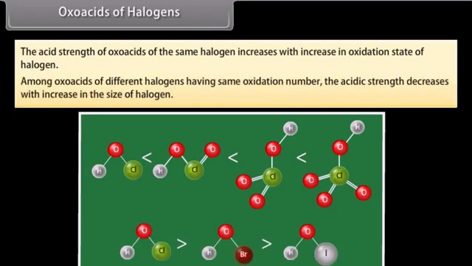Among oxoacids of different halogens having same oxidation number, the acidic strength decreases with increase in the size of halogen. For example, acidic character of hypohalous acid series is in the order. Greater the size of halogen atom, lesser will be its electronegativity, and hence lesser will be the acid strength of the acid.